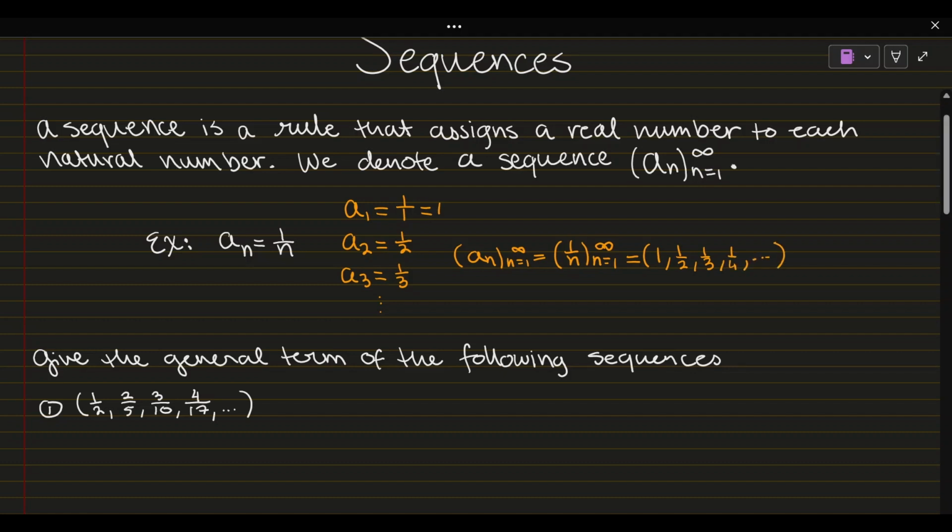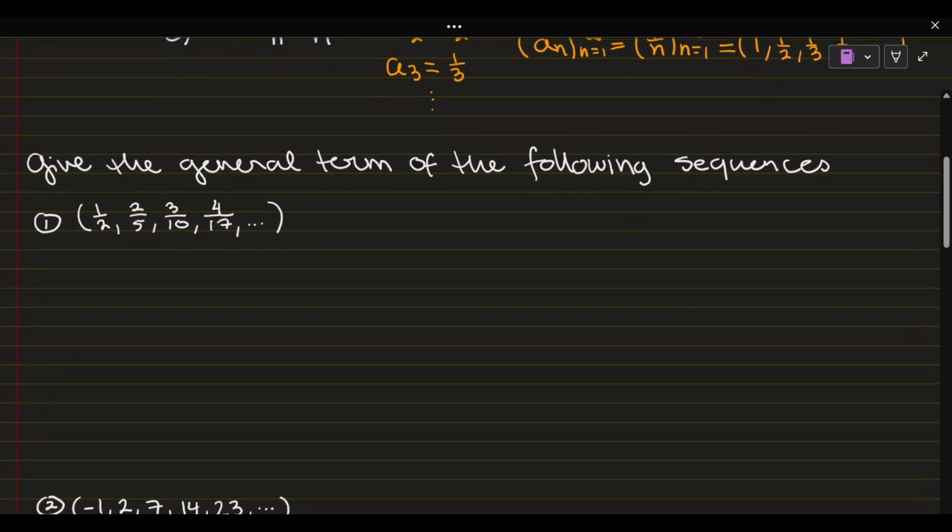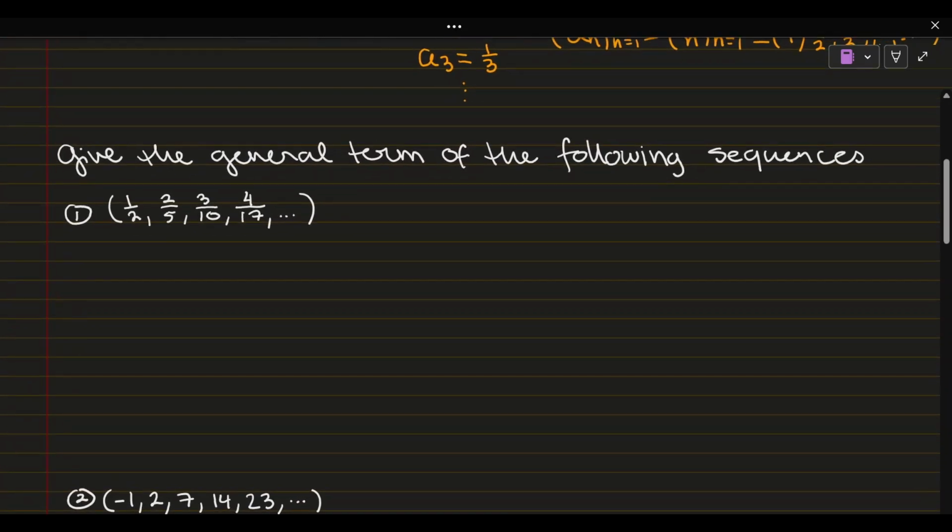Okay, so let's give the general term of the following sequences. So we just need to look at the sequence and figure out what the pattern is going on here. So the first thing I notice, so maybe I'll label my points A1, A2, A3, A4. Okay, and the first thing I notice is in the numerators, it's just increasing with the number of the term. So I'll have n over something. So my a sub n is going to be n over something.